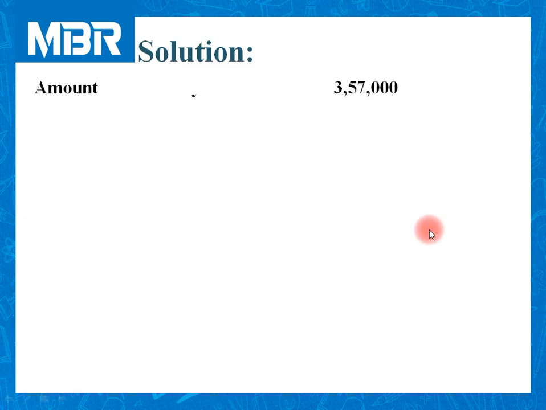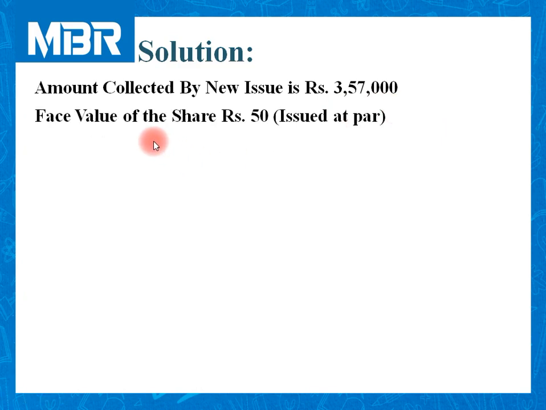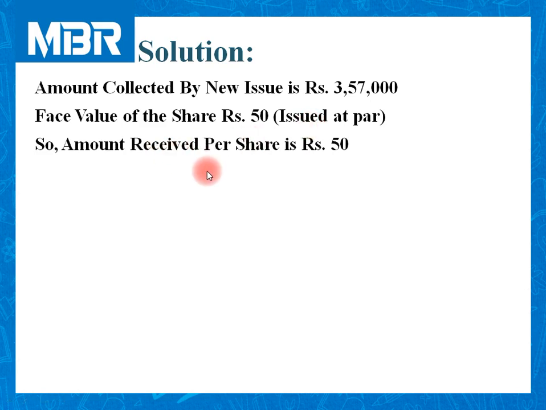3,57,000. Now, amount collected by new issue is 3,57,000. Face value of the share is rupees 50. It is issued at par. So amount received per share is also rupees 50. Issued at par means face value. If you issue at a premium, amount received would be different. If you issue at a discount, amount received would be different than face value. But here it is issued at par, so it is issued at face value.